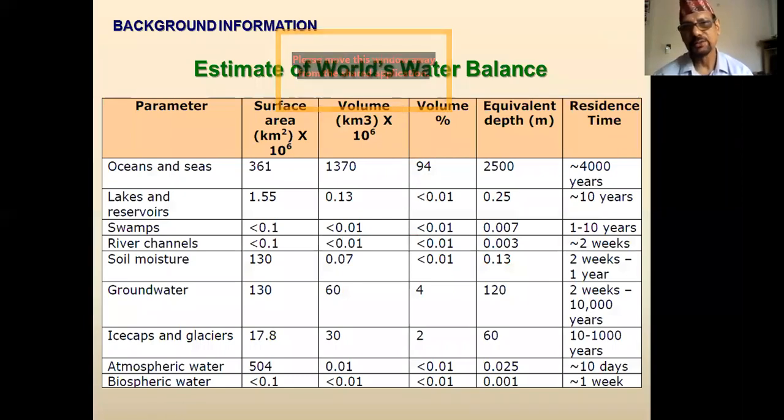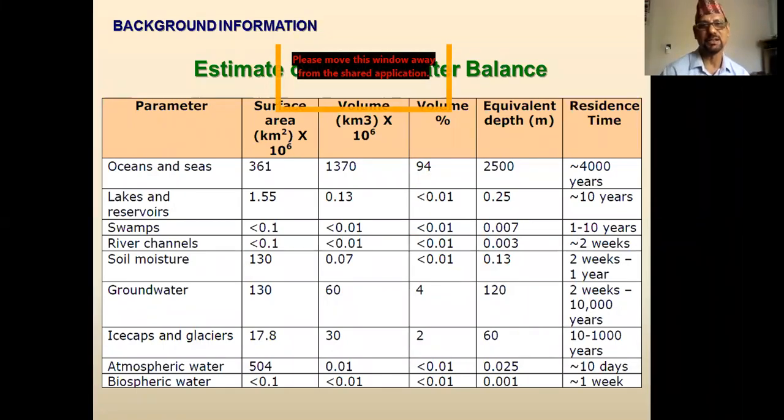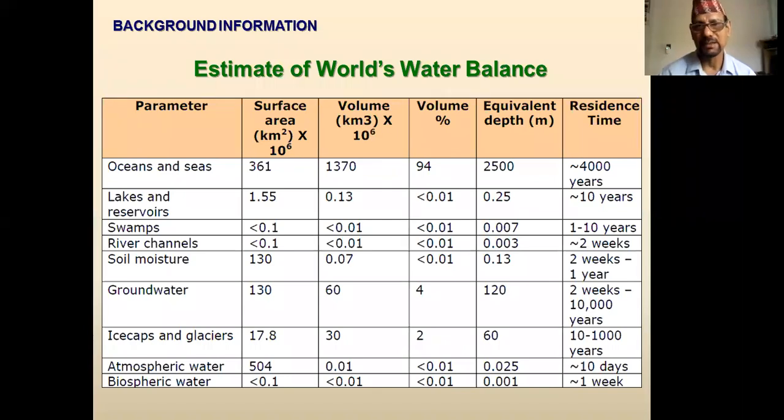Now I would like to come to the point that if we observe the estimation of the whole water balance, it indicates that oceans and seas cover 94%, lakes and reservoirs less than 0.01%, swamp, river channel, and soil moisture all less than 0.01%, groundwater 4%, ice cap and glacier 2%. Why am I showing this data?